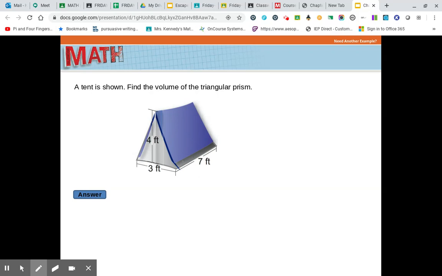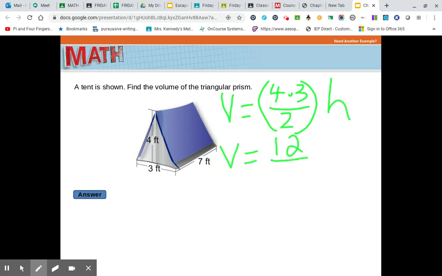Look at that. So now we're going to do V equals 4 times 3 divided by 2, and then times our height. 12 divided by 2 times our height.